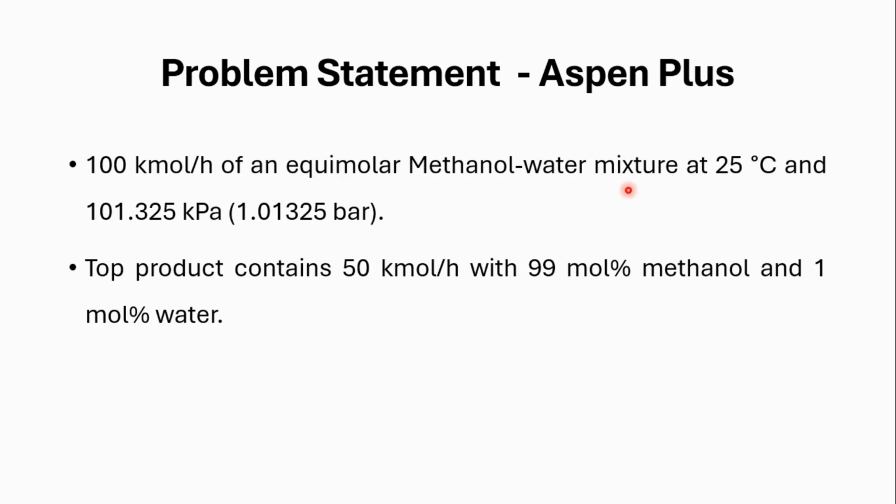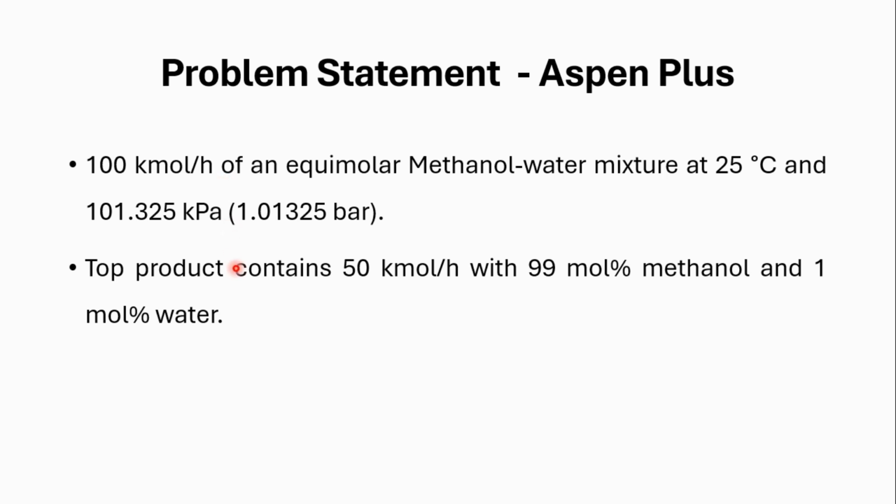In our previous lecture, we had simulated the shortcut distillation column in Aspen HYSYS, and now we will be doing the same exercise but today in Aspen Plus. So what is the problem statement for our simulation of shortcut distillation column in Aspen Plus? We have been given an equimolar mixture of methanol and water at 25 degrees centigrade and 101.325 kilopascal pressure, and the flow rate of that mixture is 100 kmol per hour.